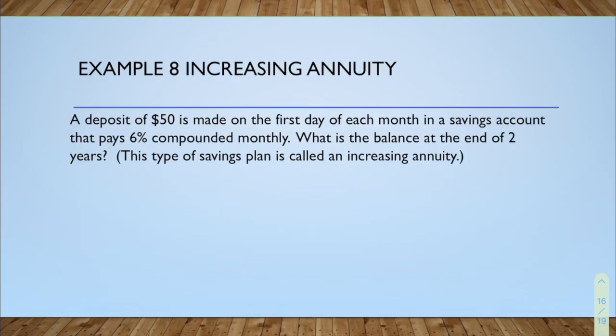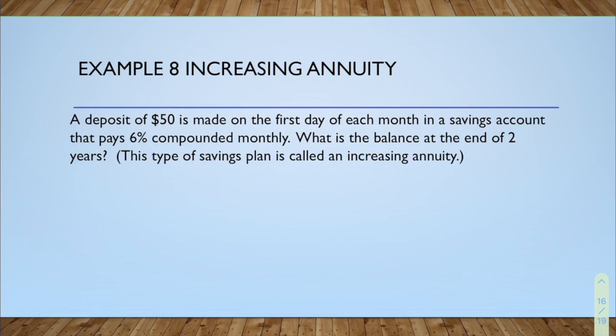As we get into talking about example 8 called increasing annuity, you may ask the question, when am I ever going to use this kind of math in real life? If you become an actuary or a broker for retirement investments, you may actually see a problem just like this. So a deposit of $50 is made on the first day of each month in a savings account that pays 6% compounded monthly. What is the balance at the end of 2 years? This type of savings plan is called an increasing annuity.